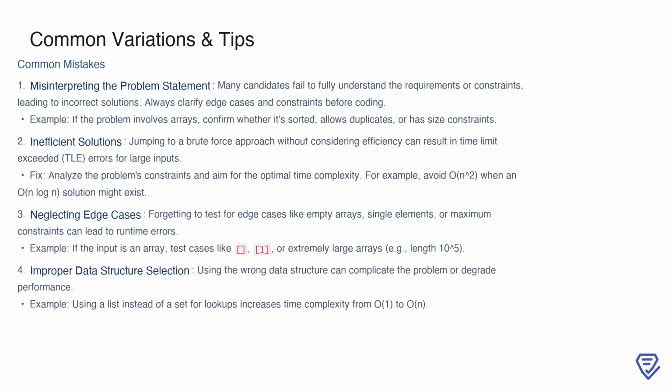Finally, choosing the wrong data structure can complicate the problem unnecessarily or reduce performance. For example, using a list for lookups instead of a set can increase the time complexity from O(1) to O(n). Always consider the strengths and weaknesses of the data structures you choose.